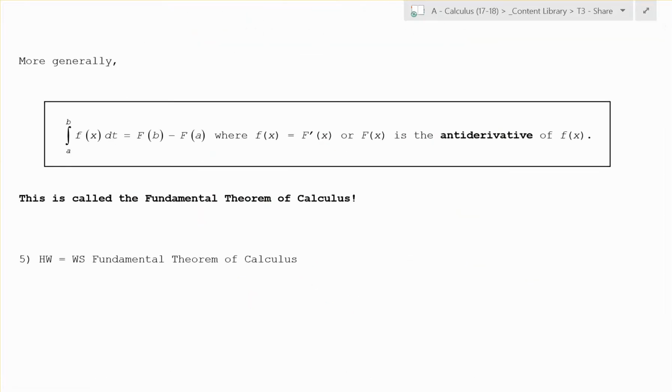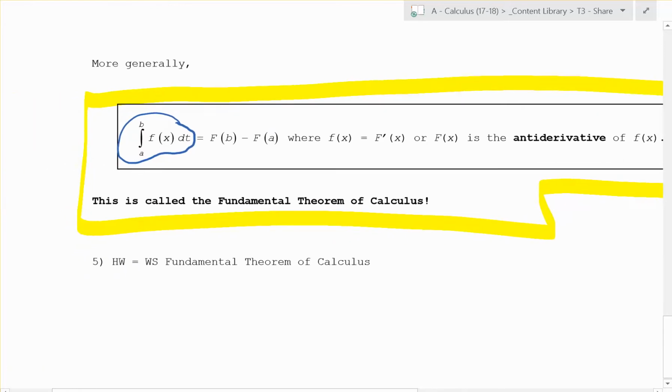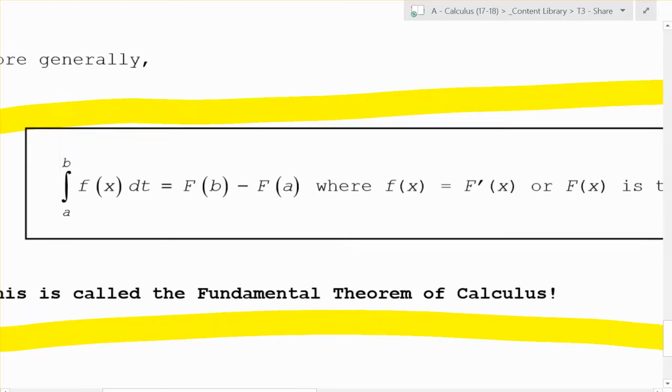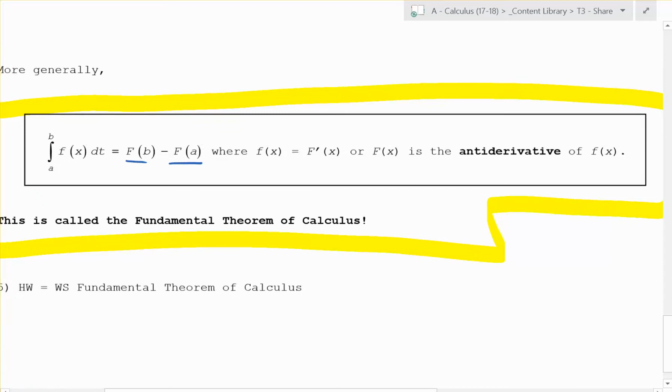So here it is, the big fundamental theorem of calculus right here. This is what you really should memorize. So this right here represents the area under the curve of lowercase f from A to B, lowercase f of x. So that could be velocity. That's going to be equal to capital F of B minus capital F of A. Notice the capital difference, where capital F is called the antiderivative of f of x, meaning the derivative of capital F of x is equal to lowercase f of x.